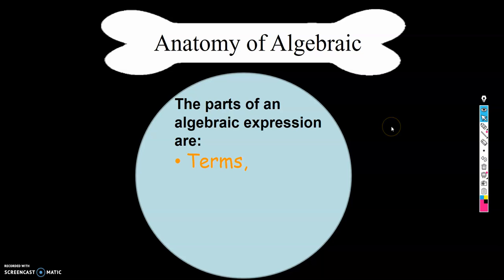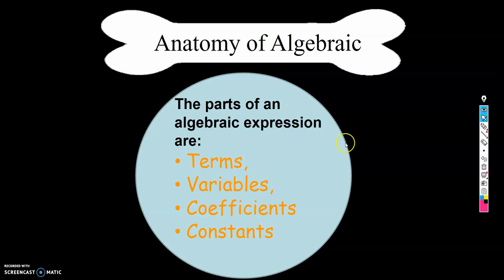First of all, we have terms. We also have, and I'll go over each of these individually, variables, coefficients, and constants. Jot those down, and then we're going to take a closer look at each one of these so that we can understand the different parts of algebra. And again, think of them just like parts of anatomy for any kind of living thing.